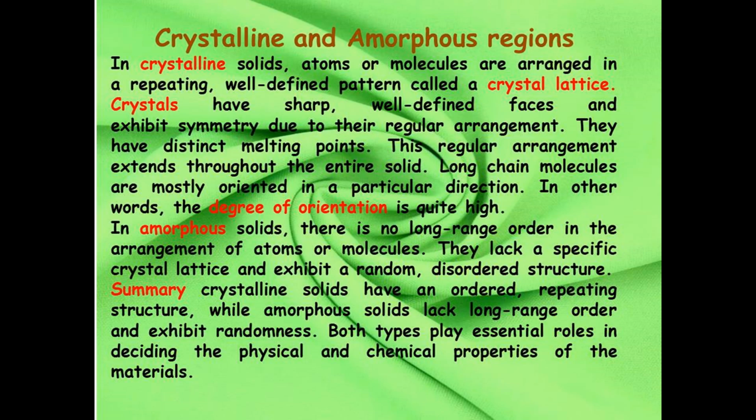In amorphous solids, there is no long range order in the arrangement of atoms and molecules. They lack a specific crystal lattice and exhibit a random, disordered structure. Summary: crystalline solids have an ordered repeating structure, while amorphous solids lack long range order and exhibit randomness. Both types play essential roles in deciding the physical and chemical properties of the materials. Polymers are generally made of both crystalline and amorphous regions at two different extremes.